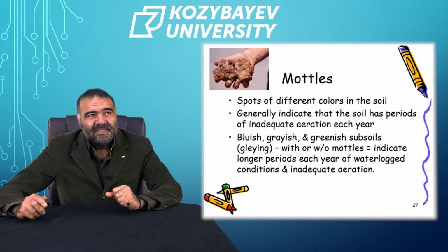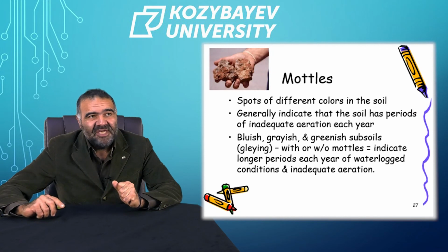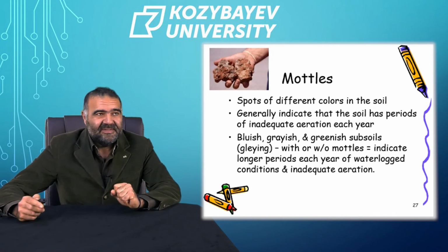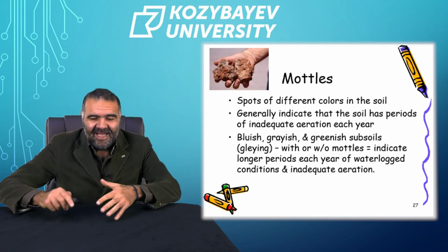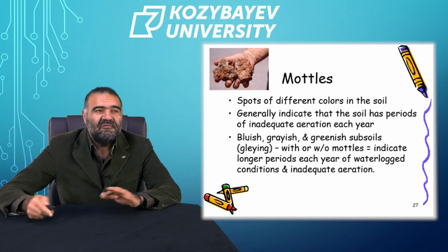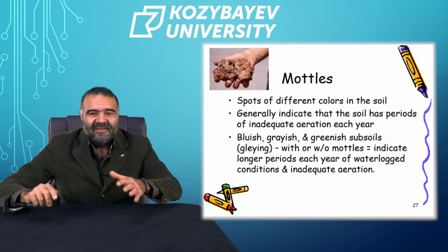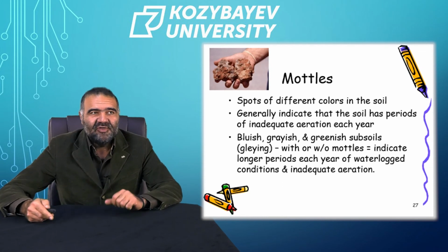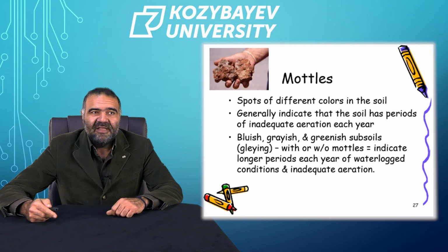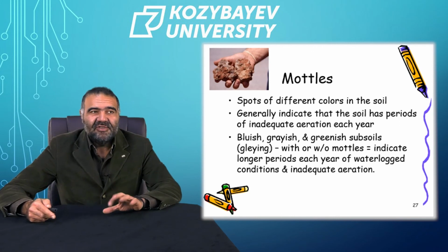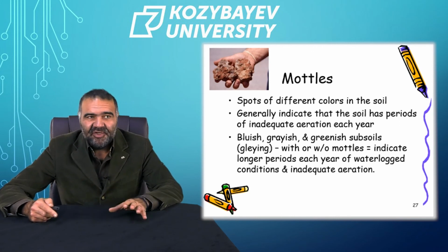Another important piece of information that it gives us is mottles. Mottles are just a pattern of different colors that we can find in the same soil horizon. They are spots of different color in the soil that indicate that the soil has periods of inadequate aeration each year.